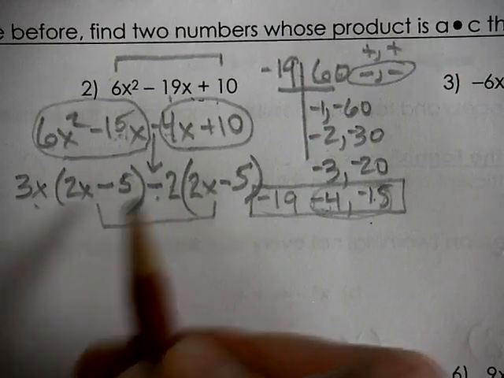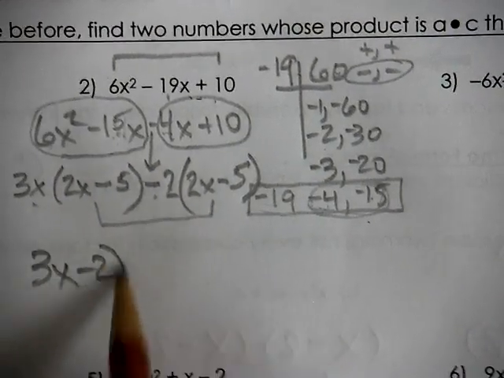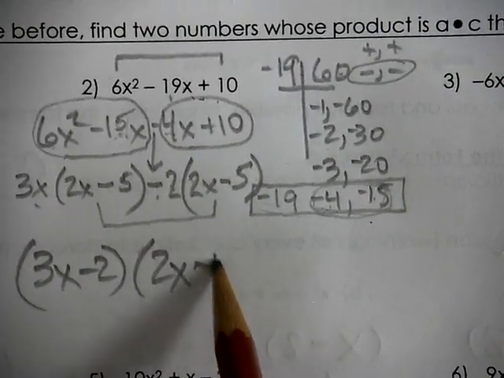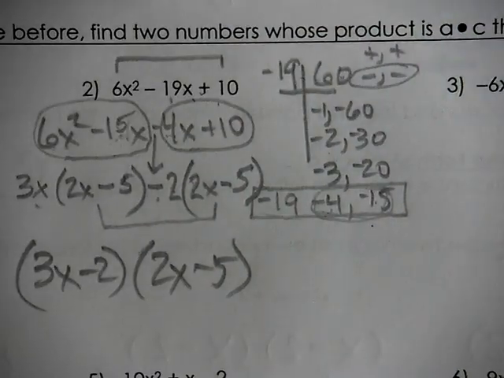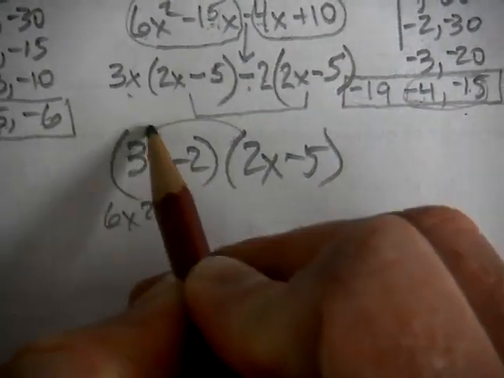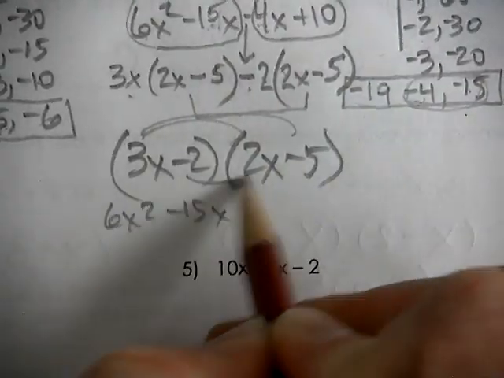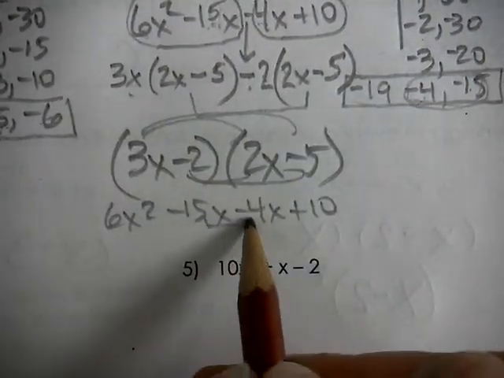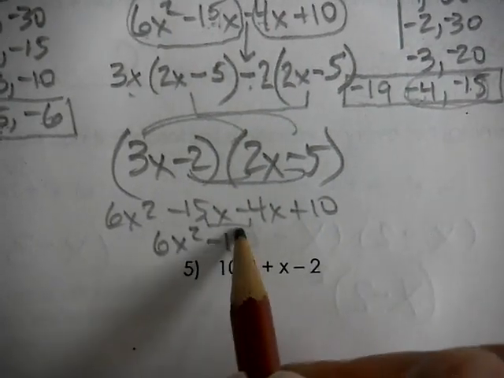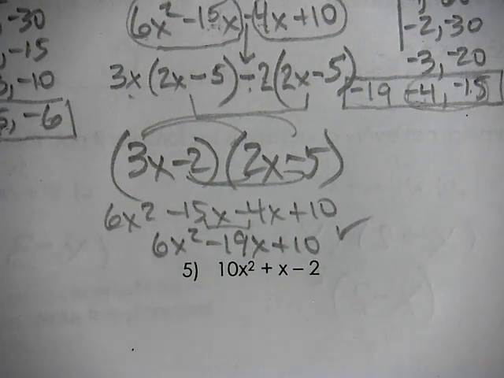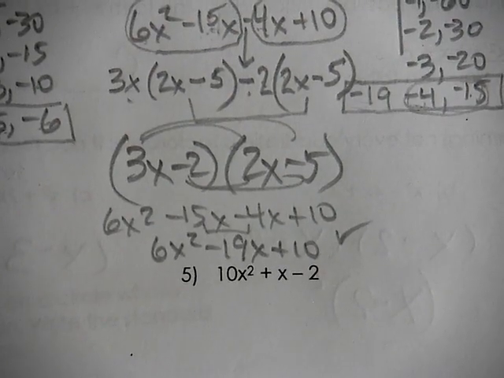So our final answer is 3x minus 2, and the two terms that are the same are 2x minus 5. We can test this to see if it works by doing FOIL. 6x squared minus 15x minus 4x and positive 10. And when we collect our like terms, we get what we started with. So you can always check your work to see if your answer is accurate. You never have to not be confident.